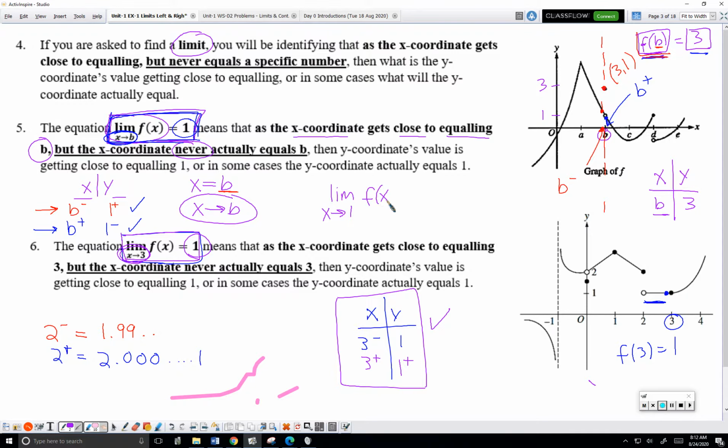Oops, that's a 3. Sorry, Daniel. So they'll just have that, and you do this thinking, and you say, oh, when x is getting infinitesimally less than 3, or infinitesimally more than 3, the y coordinate is getting infinitesimally close to equaling 1. Even though, in this case, the y coordinate never really does equal 1, the limit is asking you to identify: what am I getting infinitesimally close to equaling? Does that make sense? Awesome. Next page.